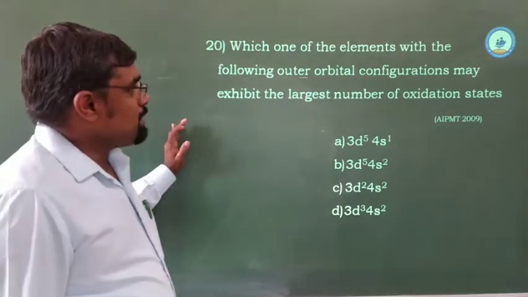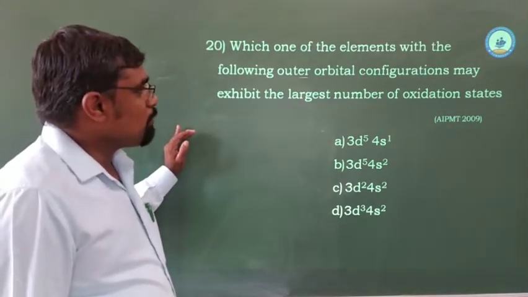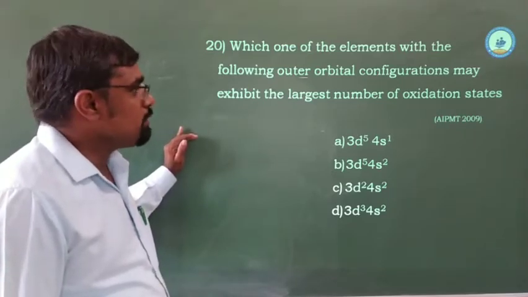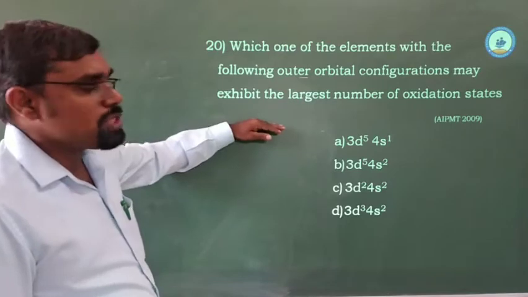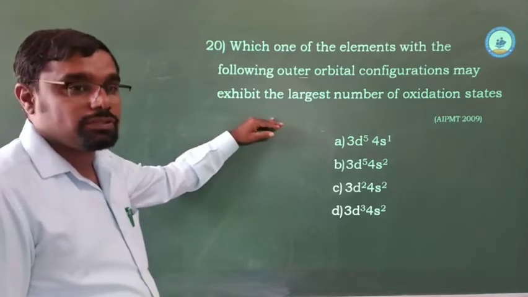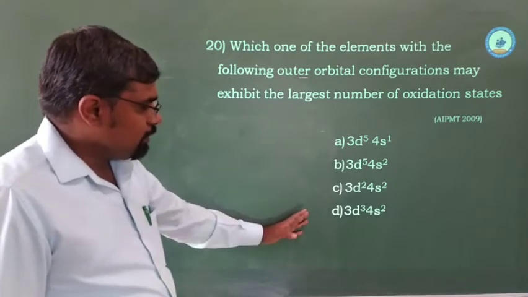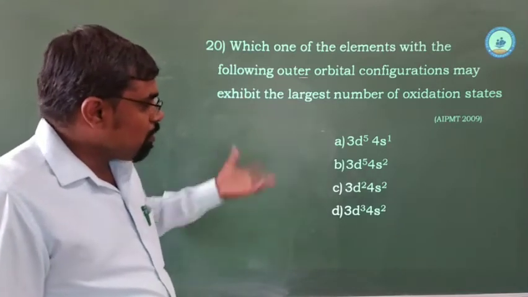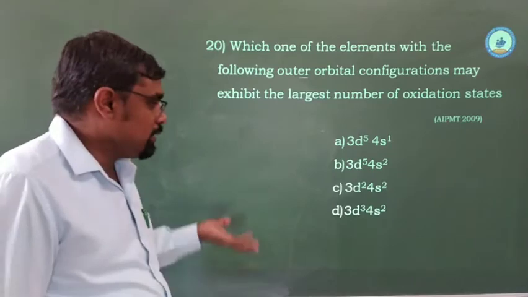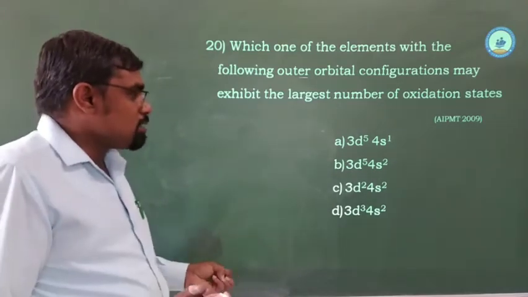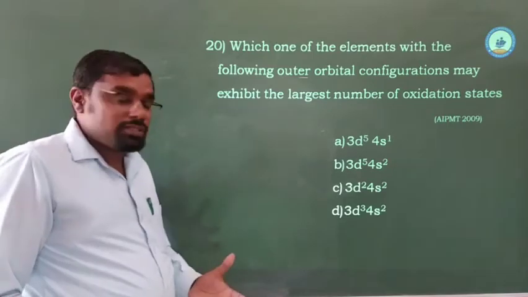Which one of the elements with the following outer orbital configuration may exhibit the largest number of oxidation states? That means exhibit the larger number of oxidation states. Here some electronic configurations are given. In that we have to see the largest oxidation state shown by any one of the elements. So we have to remove the electrons and then see the oxidation state.